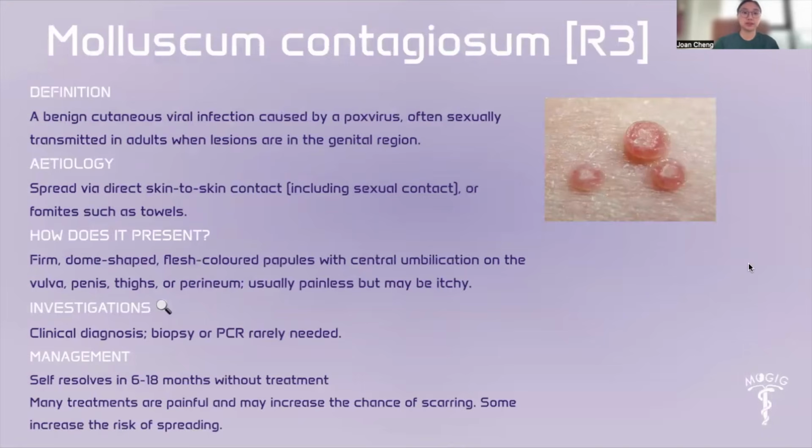Molluscum contagiosum is a benign cutaneous viral infection caused by a pox virus, and that's often sexually transmitted in adults when lesions are in the genital region, and is spread via direct skin to skin contact or fomites, such as towels or at the swimming pool or using the same gym equipment. It can present as firm dome-shaped flesh-colored papules with central umbilication, and that's the buzzword, on the vulva, penis, thighs, or perineum region. It's usually painless, but it may be itchy.